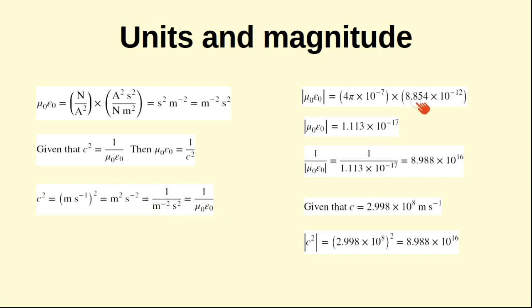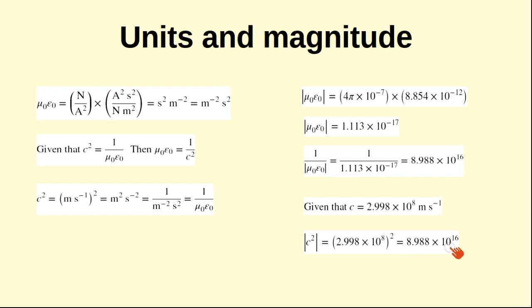Look at the values, the magnitude. Mu naught is 4 pi times 10 to the minus 7. Epsilon naught is 8.854 times 10 to the minus 12. Multiply them together, take the 1 over, and you end up with 8.988 times 10 to the 16. If I then take c as 2.998, roughly 3 times 10 to the 8, and square that, I end up with the same answer. So the units of mu naught epsilon naught are the same as c squared, and the value is the same as well.